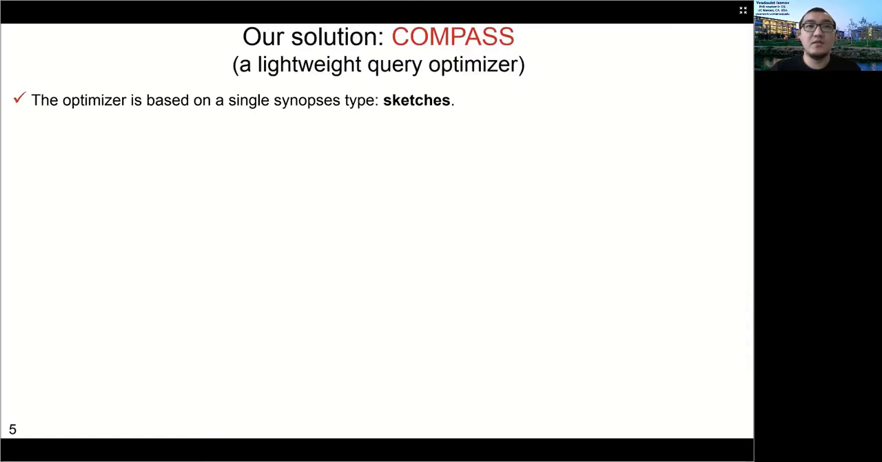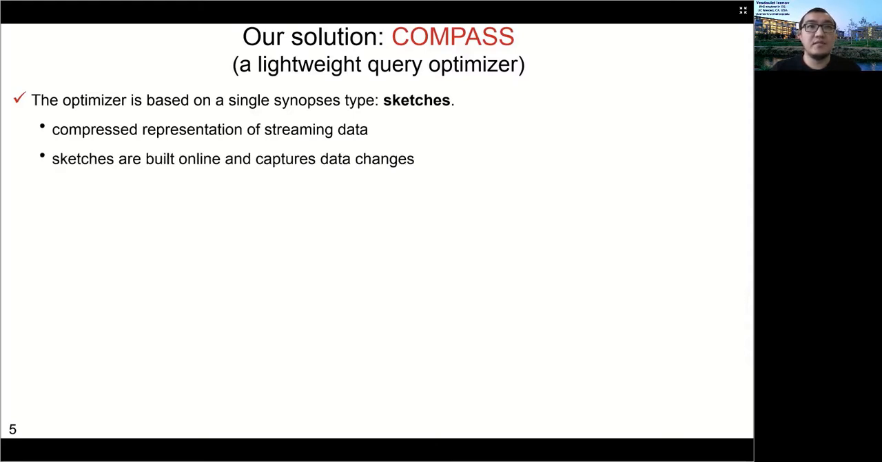Compass is based on a single type of synopsis, that is sketches. The sketches are compressed representations of streaming data requiring a small memory space. The sketches can be built fast and in online fashion and easily handle data changes. There are several types of sketch techniques invented to target different streaming data problems. Among them, there are types of sketches that are applied in the cardinality estimation problem, like AGMS and fast AGMS sketches. Compass is based on the fast AGMS sketches.